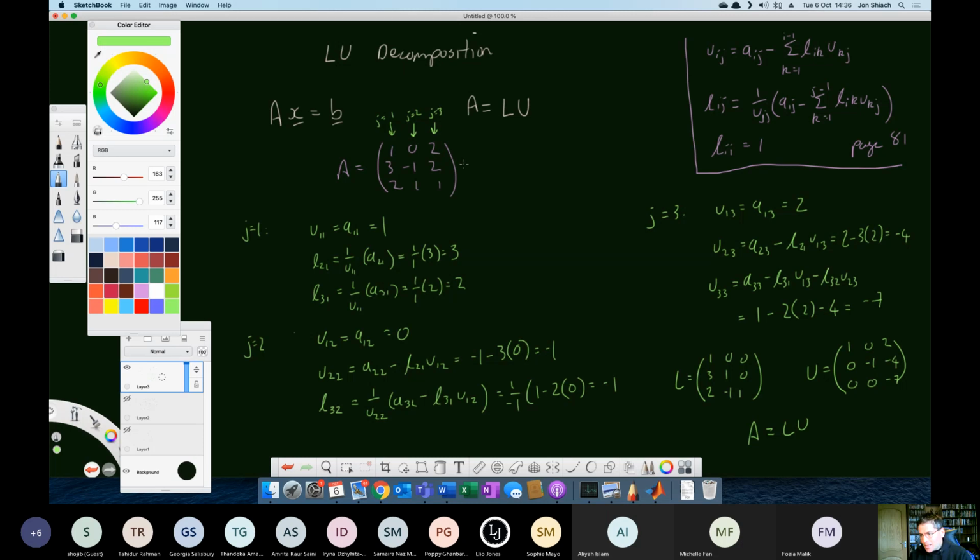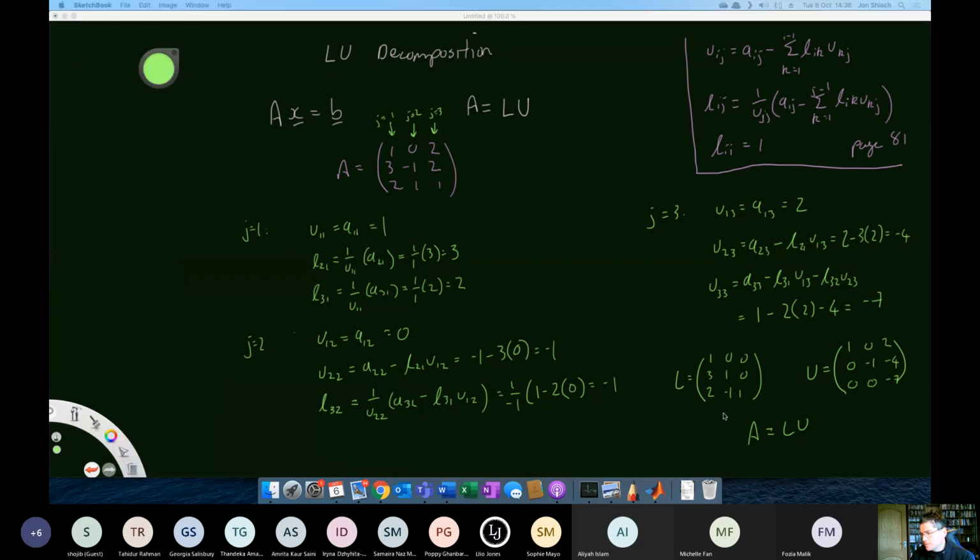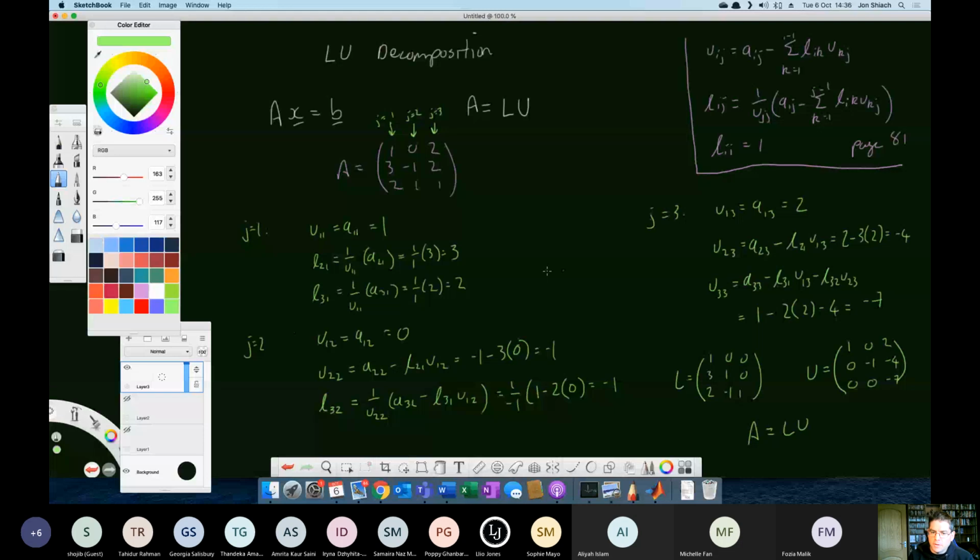So that's LU decomposition. You might think, well, that was nice, John. Just did a load of working out to get two matrices. What's the point in that?